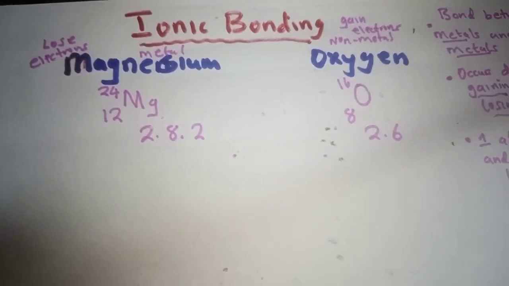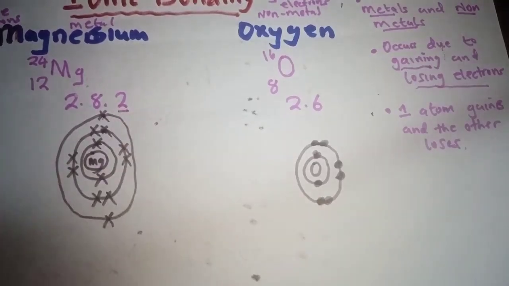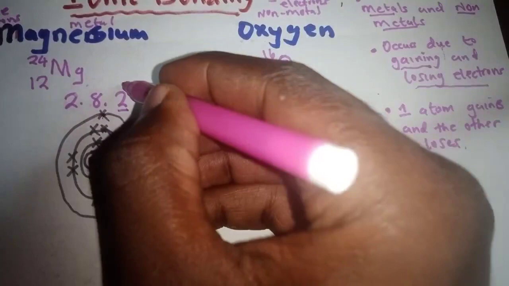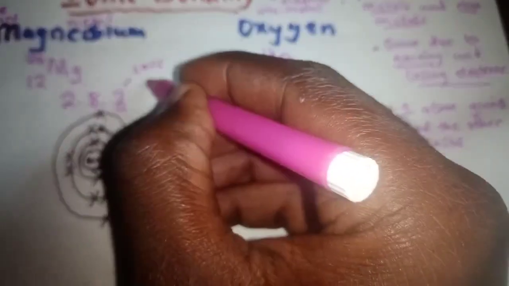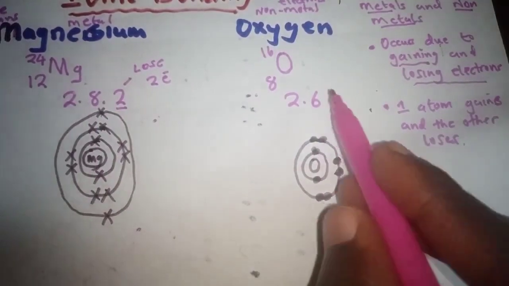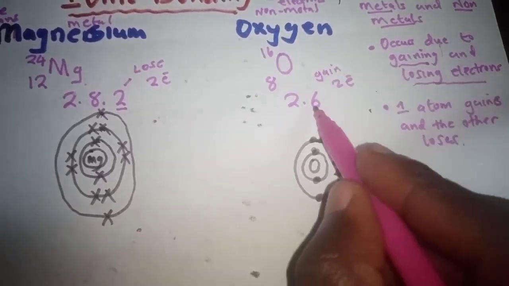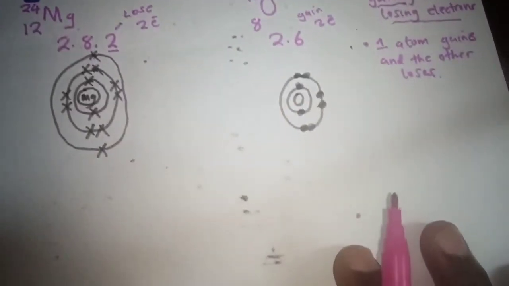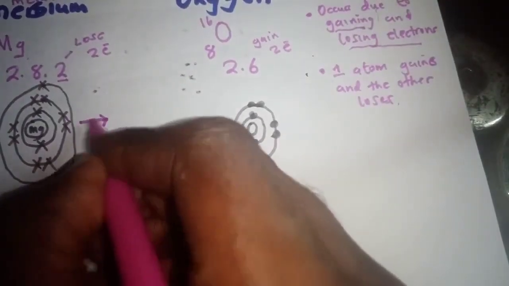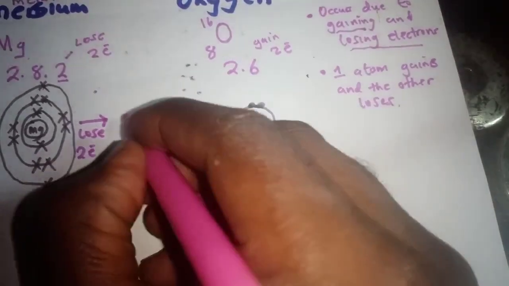So here what will happen now is this. We're going to draw the atomic structures for the atoms. Okay, so here are the atomic structures. The magnesium atom, as you can see, has got 2 electrons in its last shell. So it will lose the 2 electrons, because the last shell should have 8 electrons. Now this one, oxygen, has got 6 electrons, so meaning it must gain how many? 2 electrons. It must gain for this 6 to become 8. So magnesium will lose 2 electrons.